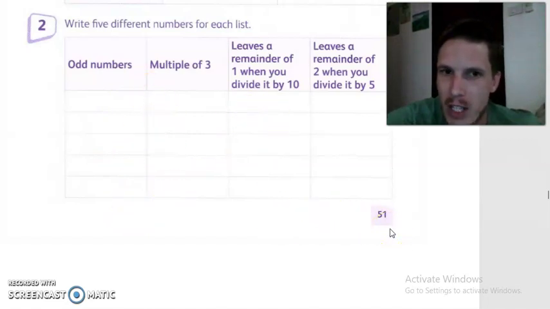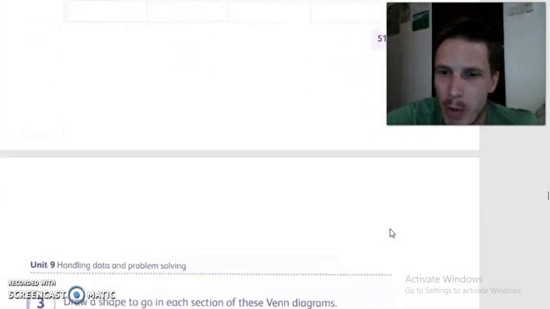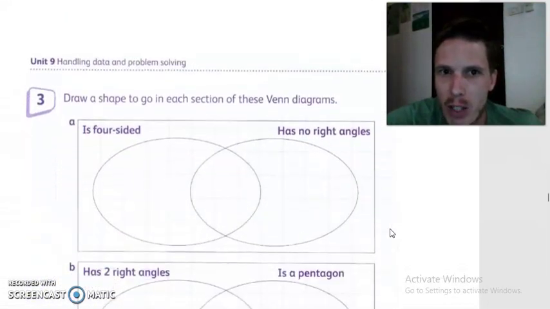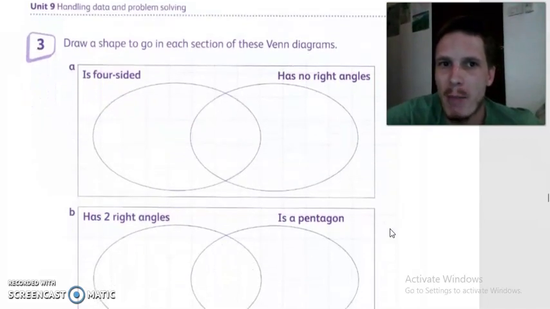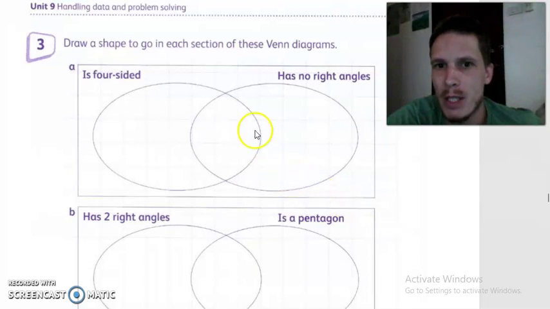So 5 numbers for each list. And then we'll move across onto page 52. And then we're going to be looking here at something called a Venn diagram. So it's a bit different to a Carroll diagram, but these diagrams are actually something that we've looked at before in science. Okay, so we used them in science to look at things that were strong, flexible, and then the things that went in the middle were materials that were strong and flexible. So we're not doing that this time.